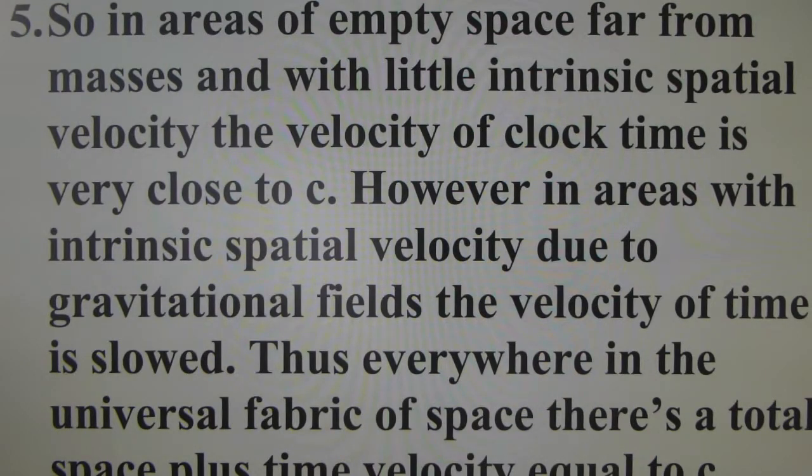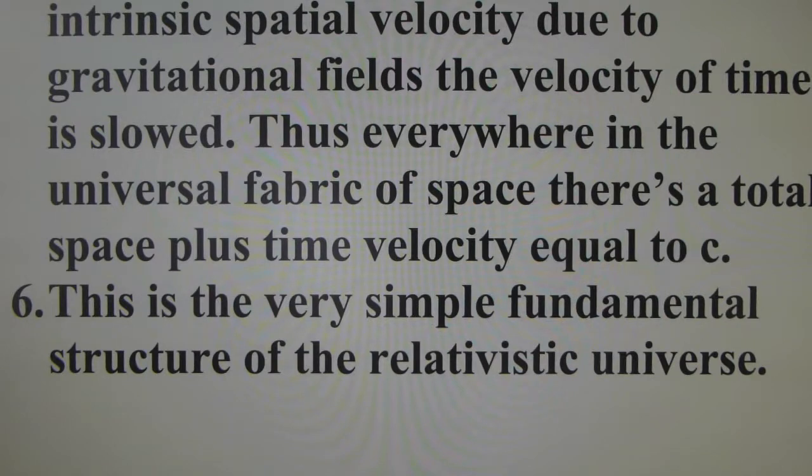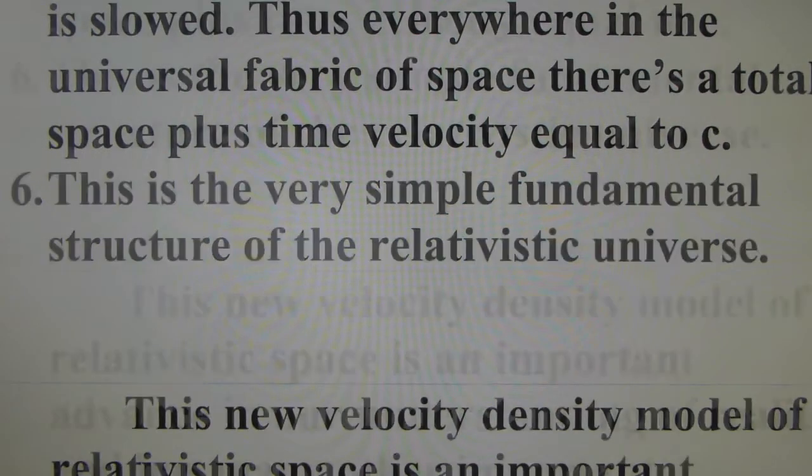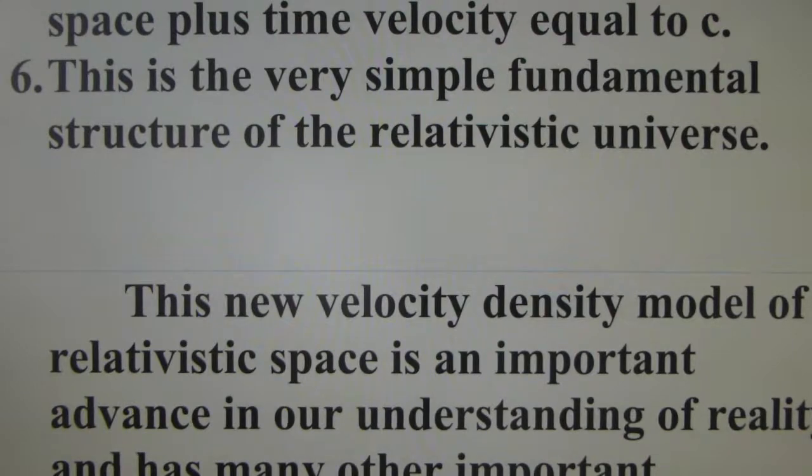So in areas of empty space, far from masses and with little intrinsic spatial velocity, the velocity of clock time is very close to c. However, in areas with intrinsic spatial velocity due to gravitational fields, the velocity of time is slowed. Thus, everywhere in the universal fabric of space, there is a total space plus time velocity equal to c. This is the very simple, fundamental structure of the relativistic universe.